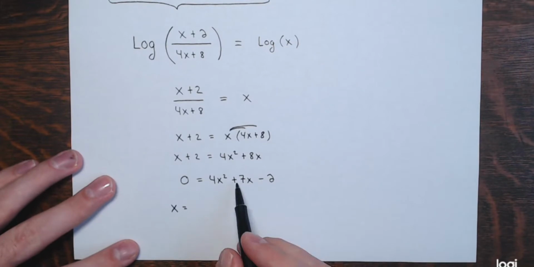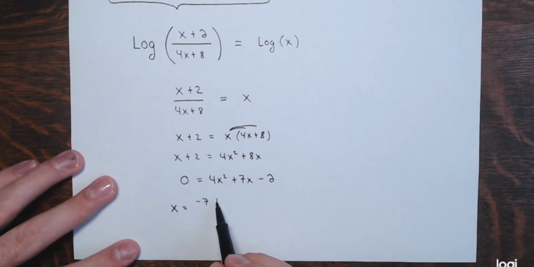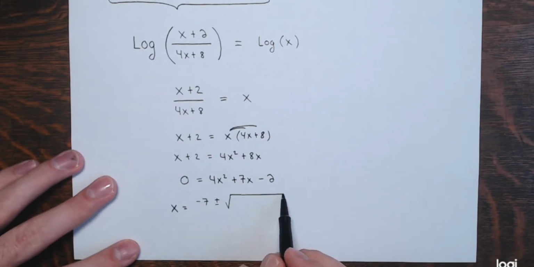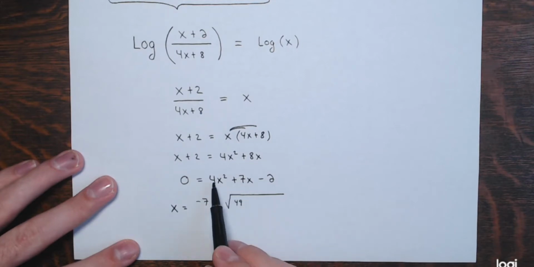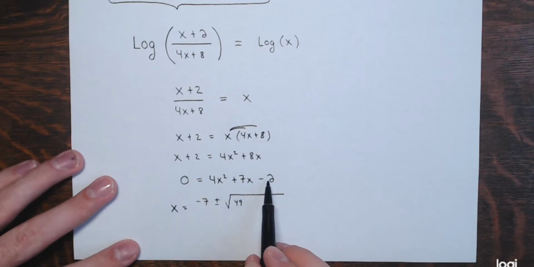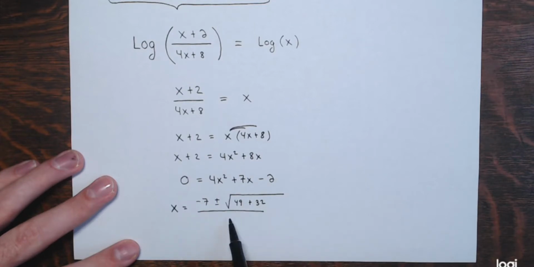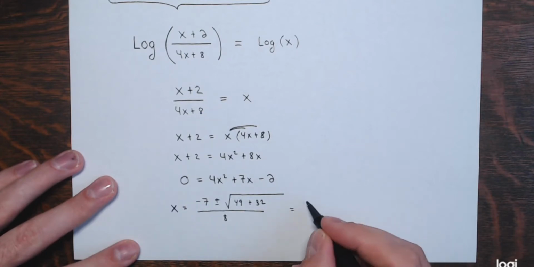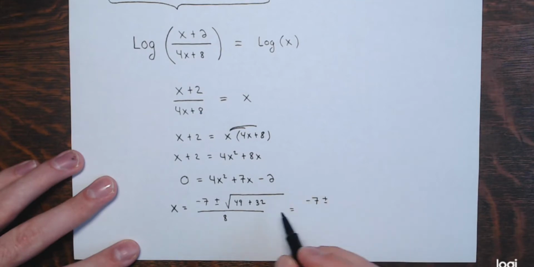So negative b, right, negative 7 plus or minus the square root of b squared, 49. And then, 4ac is negative 8. A times c is negative 8 times 4 would be negative 32, and then you're subtracting that, so it'd be plus 32, and all this divided by 8, right? And yeah, here we go. We got negative 7 plus or minus. Now this is the square root of 81.